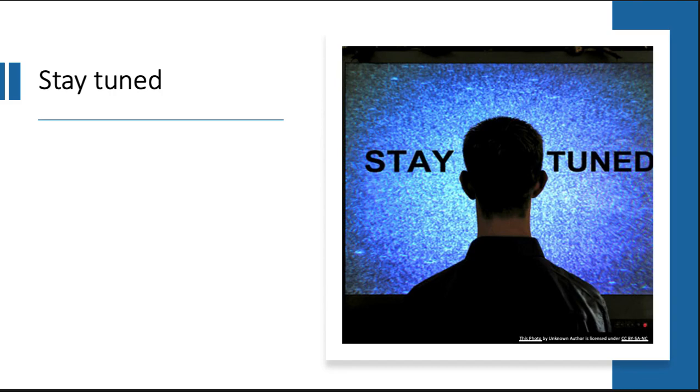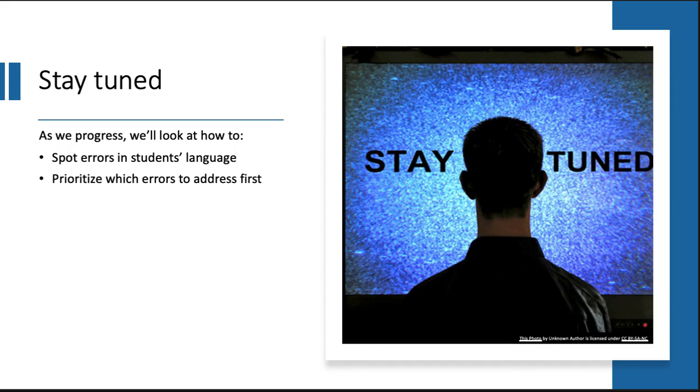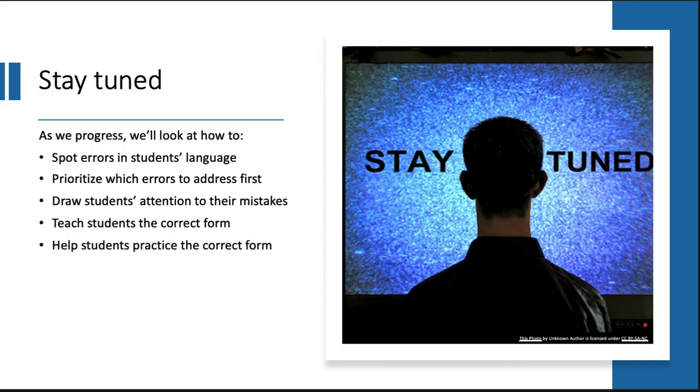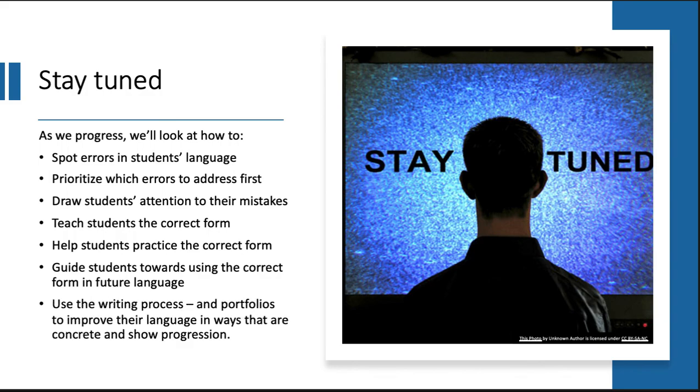As we progress throughout the course, we'll learn how to spot errors in student language, how to prioritize which errors are most important to address first, how to draw students' attention to their mistakes, how to teach students the correct form, how to help them practice the correct form, and how to guide them towards using correct form in future language. We'll also look at how to use the writing process and portfolio in ways that will help students improve their language that are concrete and meaningful, and allow them to see their own progression.